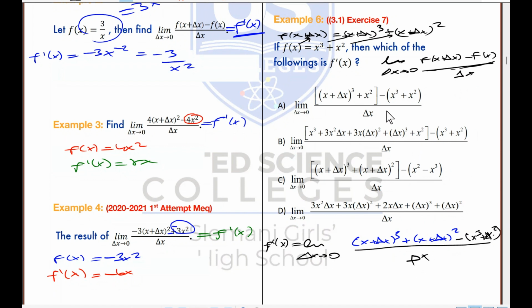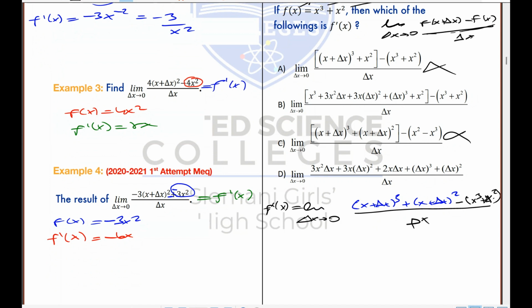Okay, that's my answer. Let's take a look at the options. In the first option, it's not the same. Second option, I don't know, it's expanded. Third option, the first part is yes. Second part, no. There's minus here, so not. Last part, maybe, I don't know. So apparently, I have to expand my numerator because in options, the remaining options, they're expanded. So let's do the expansion. But in order to do that, you should remember how to expand.